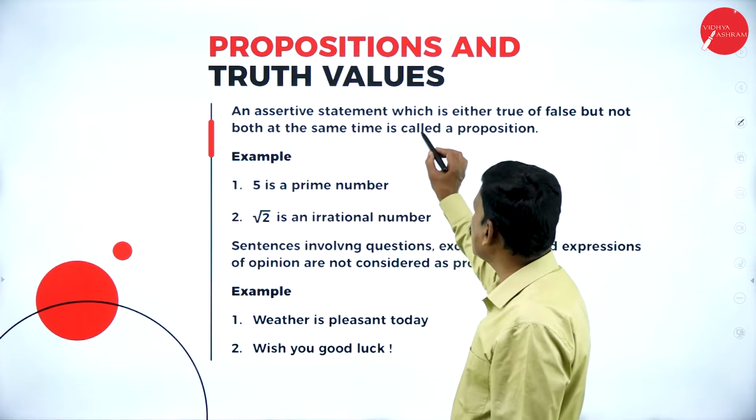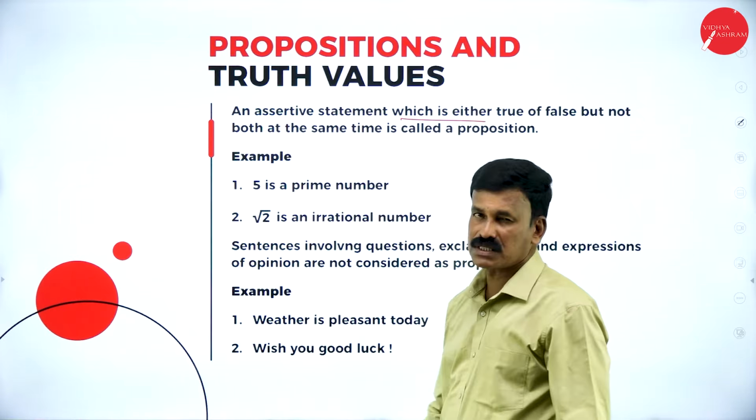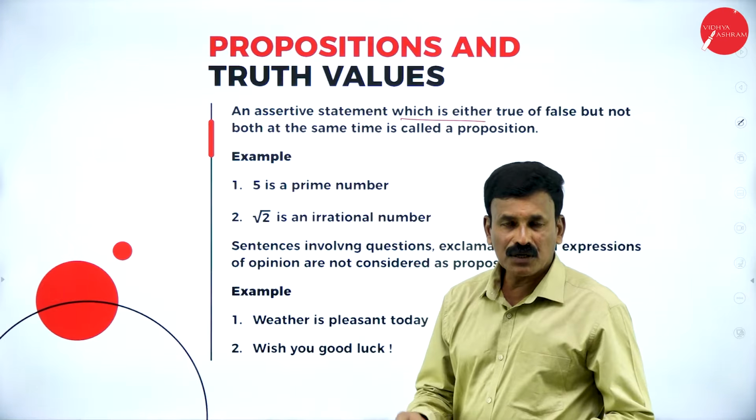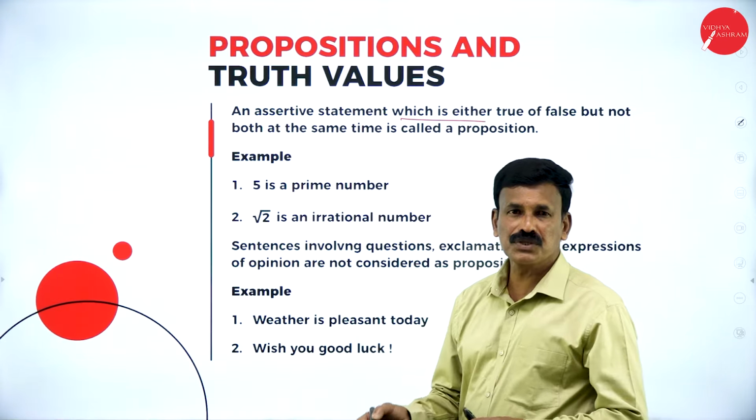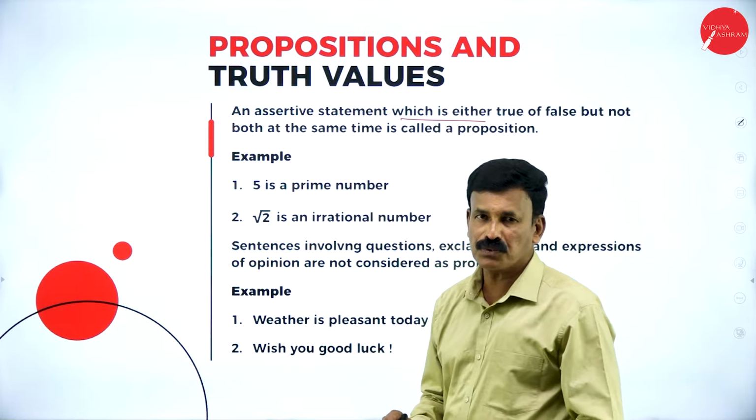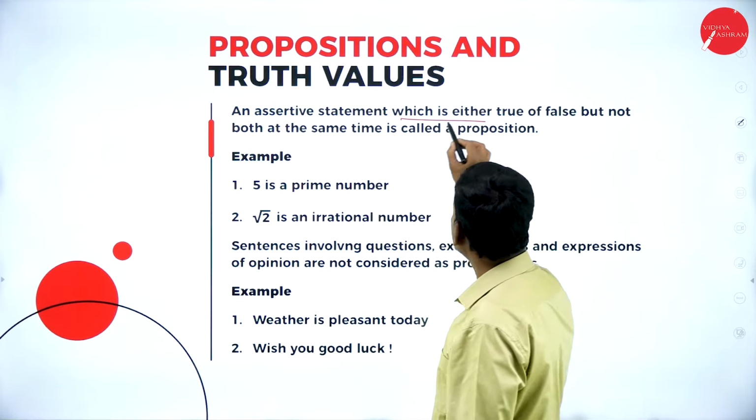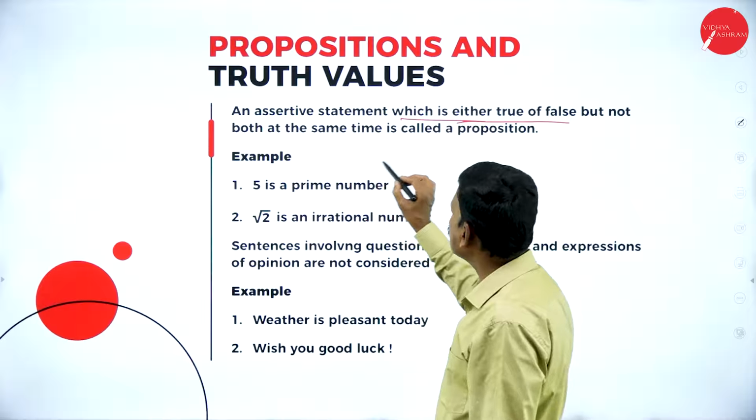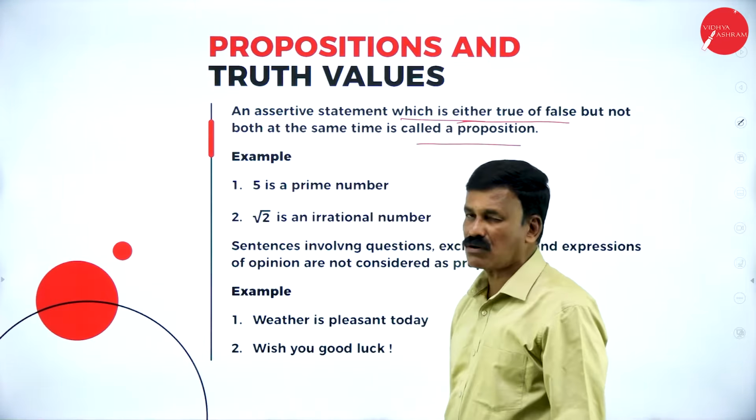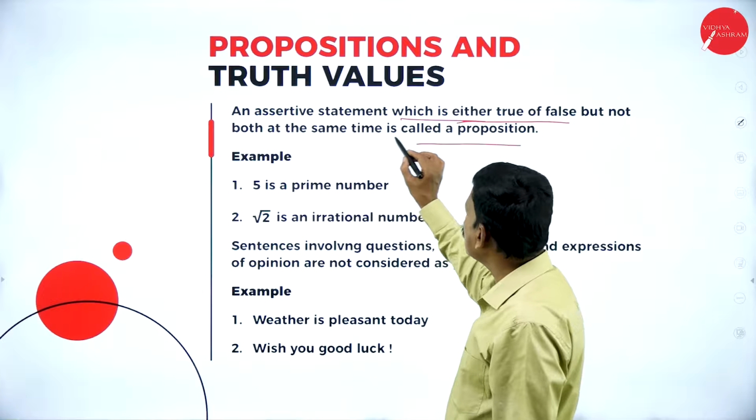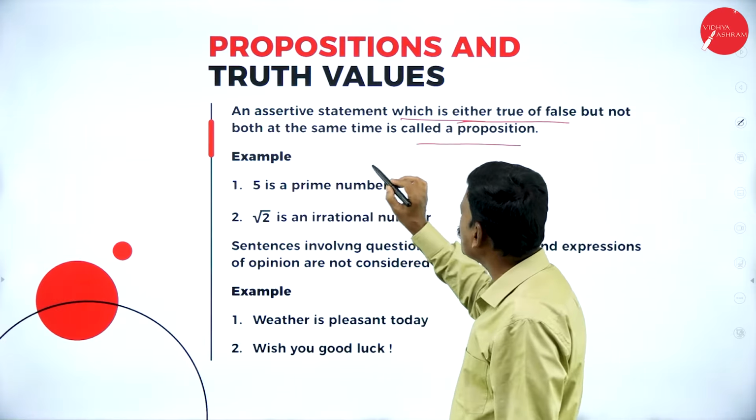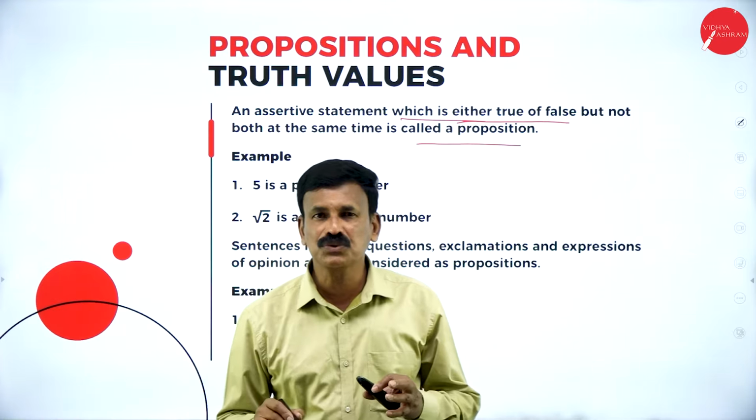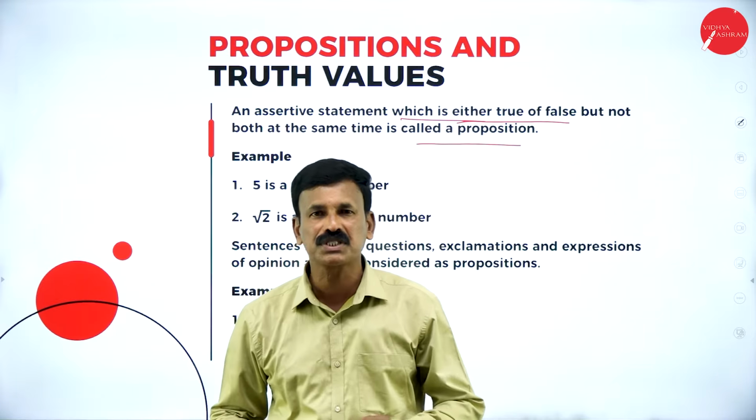A proposition is an assertive sentence which is either true or false. Just now I said Bangalore is the capital city of Karnataka, New Delhi is in India, Root 2 is an irrational number, 3 into 4 is equal to 12. They are all called propositions. An assertive sentence which is either true or false, but not both at the same time, is called a proposition. That means a statement which is either true or false is called a proposition.